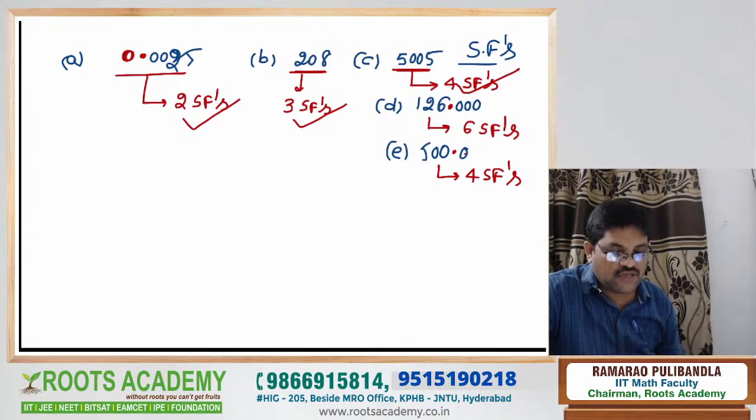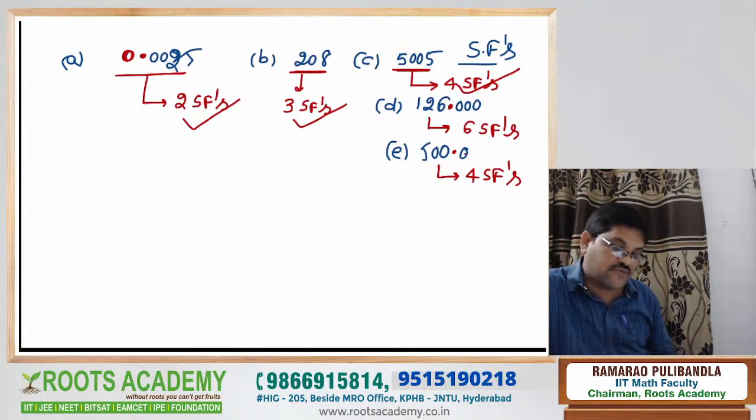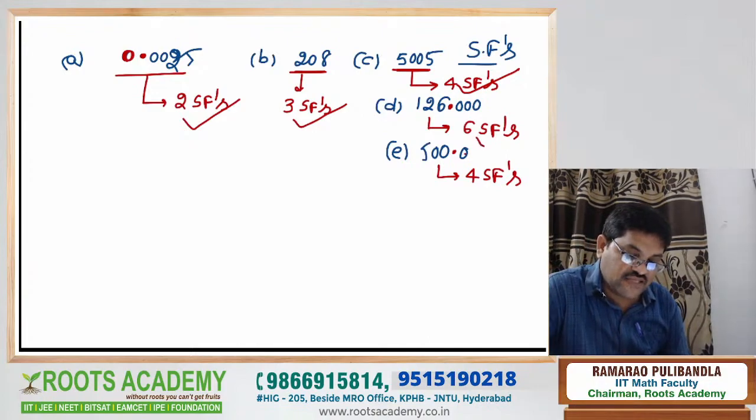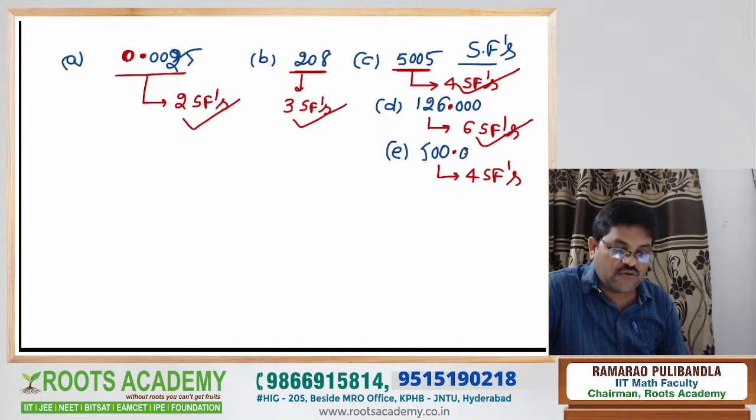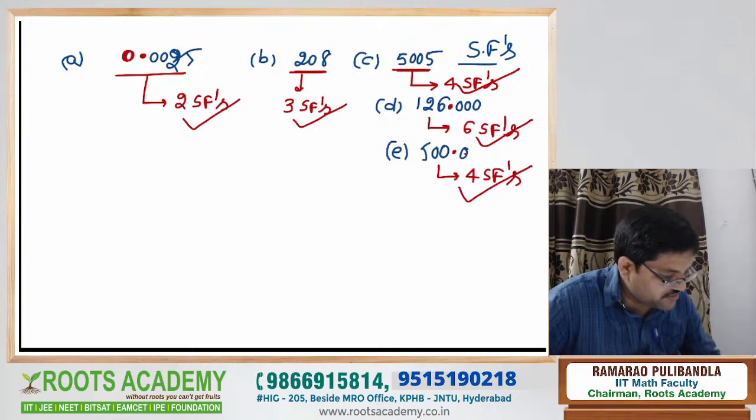In 126.000, before the decimal point 126 is a whole number value, so after the decimal point the zeros are significant. 6 significant figures are there. And before the decimal point 500 is a whole number, so after the decimal point the 0 is again significant. We have 4 significant figures like that. Understood what I am saying? Right? Now go to the next question.